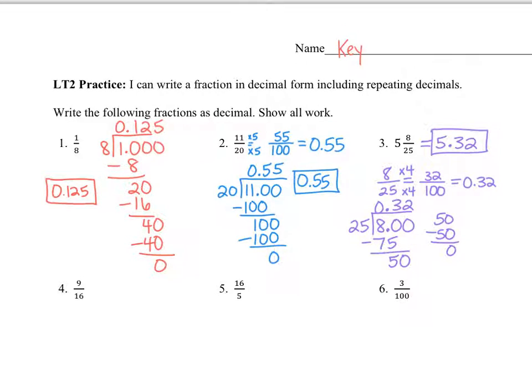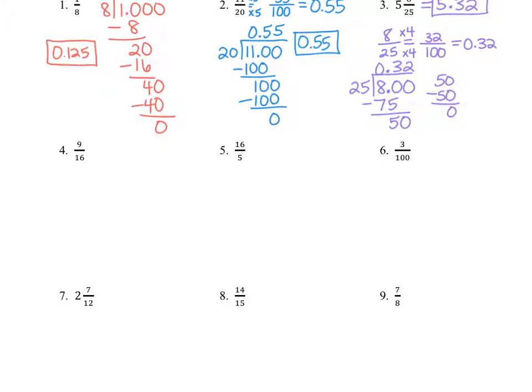Moving on, number 4, 9/16. So this time we don't have it as easy. There is no number multiplied by 16, no whole number anyway, that will give us 100. So we know that this is not a factor of 100, so we must do long division.